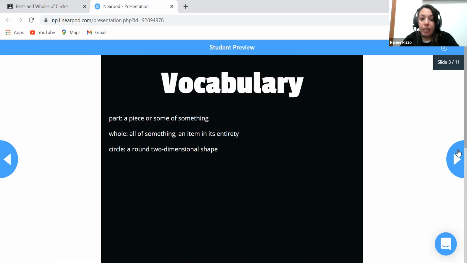Vocabulary. Part: a piece or some of something. Whole: all of something, an item in its entirety. Circle: a round two-dimensional shape.